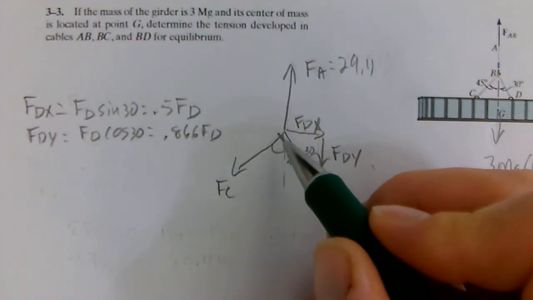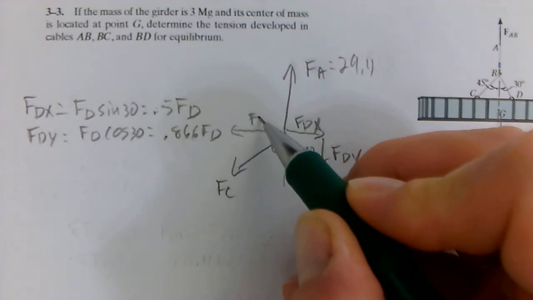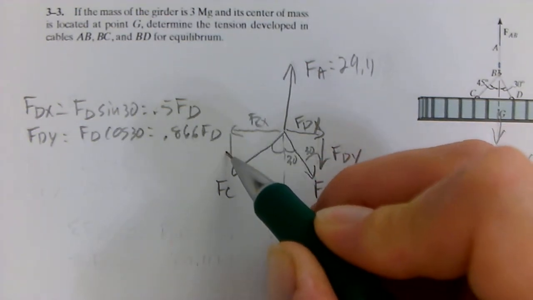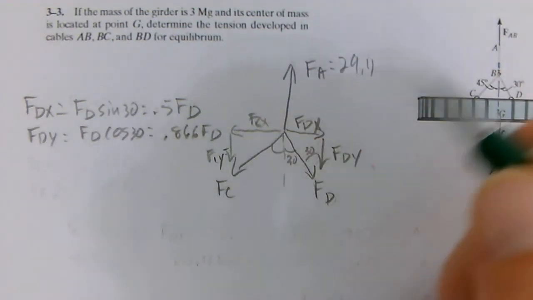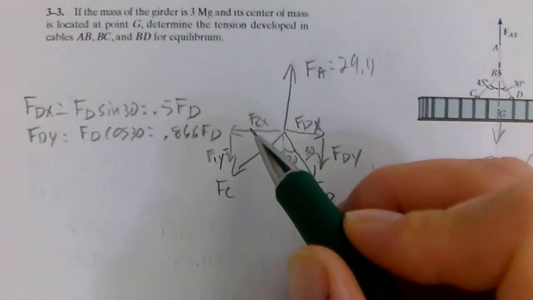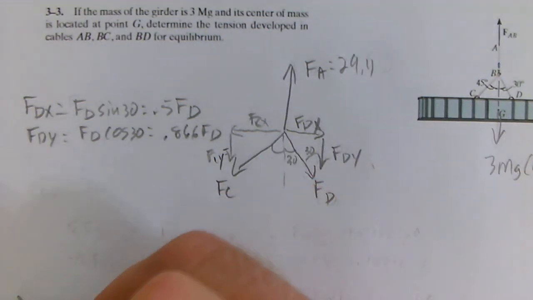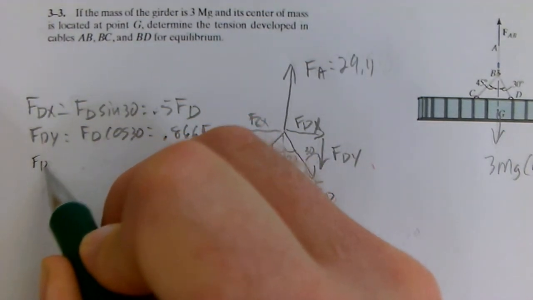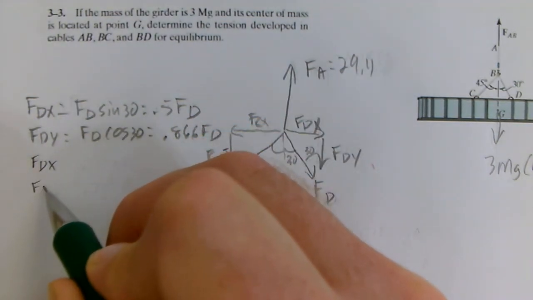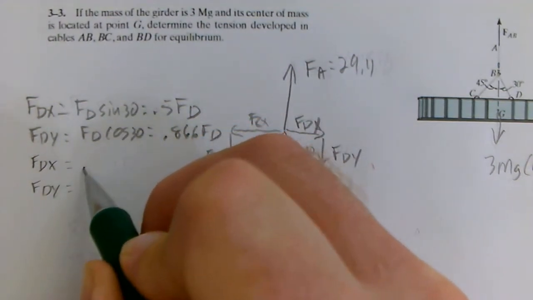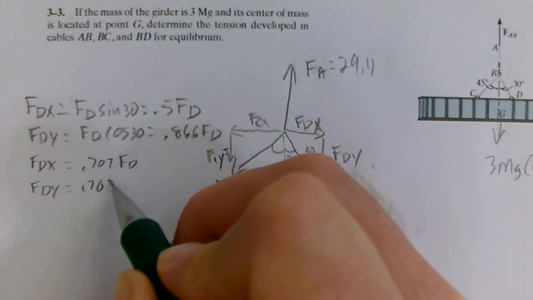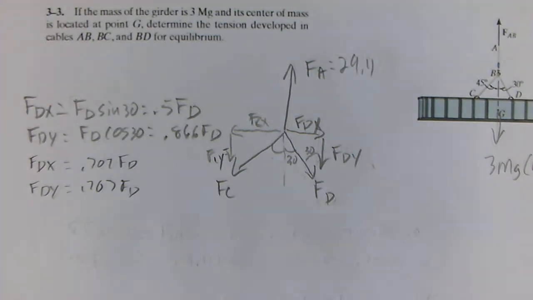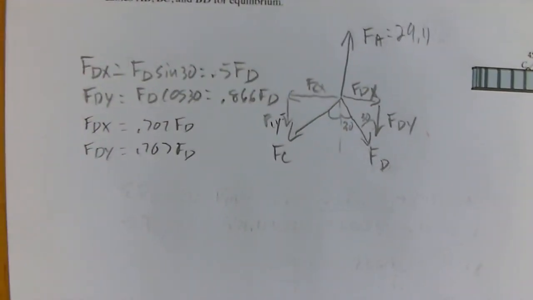And this one's 45 here. So FC in the X and FC in the Y, they're both, this is 45, this is 45. The sine and cosine of 45 are both 0.707. So FC in the X and FC in the Y are both 0.707 FC. Okay, now we've got our components.